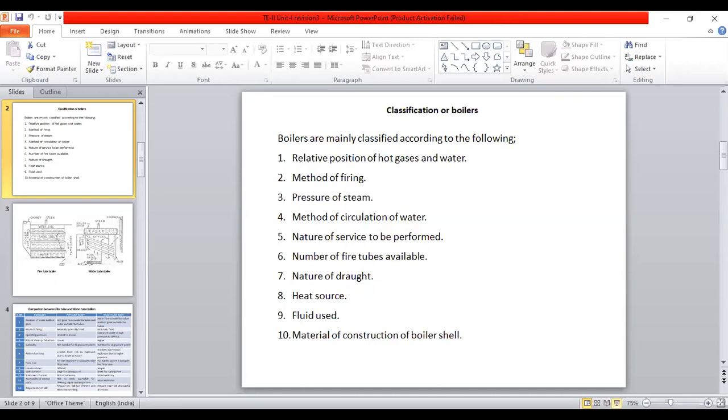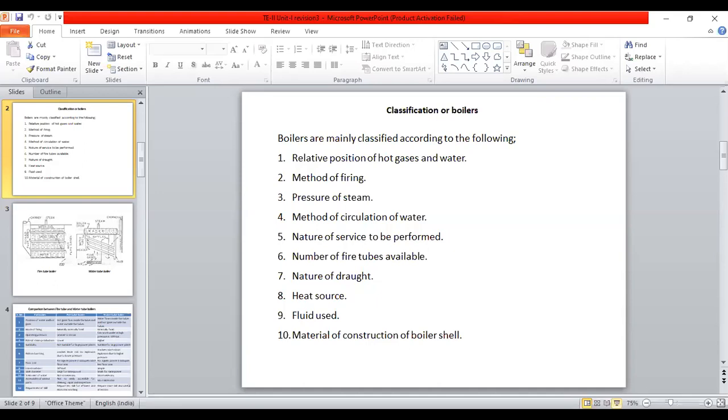And the ninth classification is fluid used. The boilers are classified as steam boilers, using water as fluid, mercury boilers, using mercury as fluid, and those which are used for heating special chemicals.